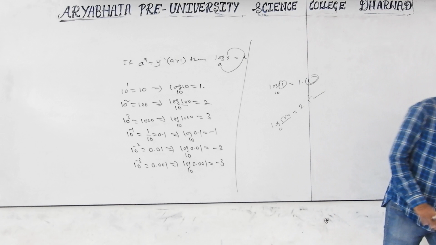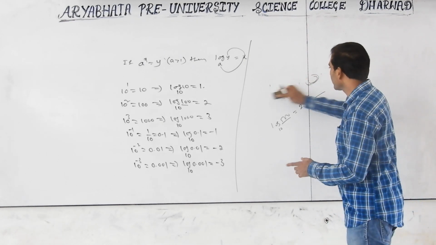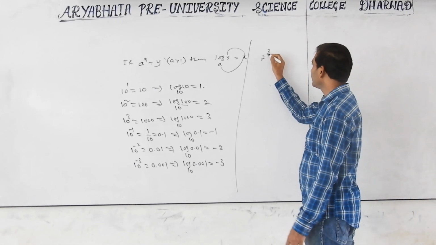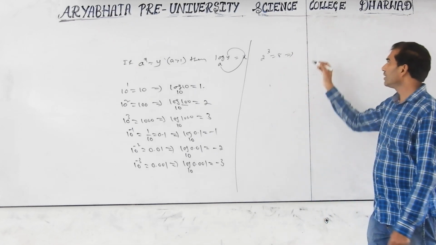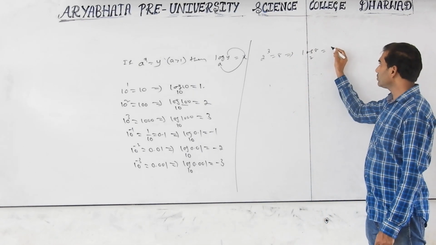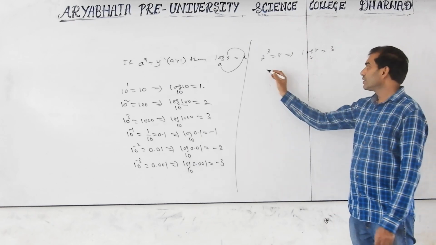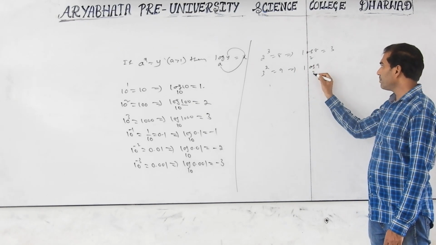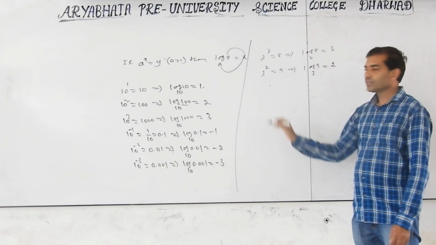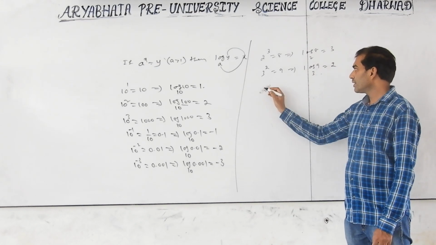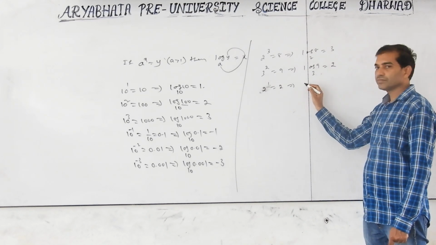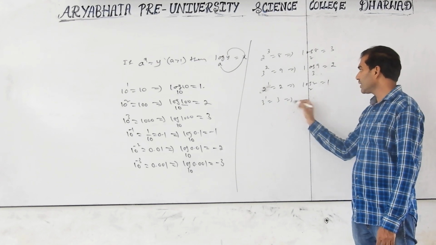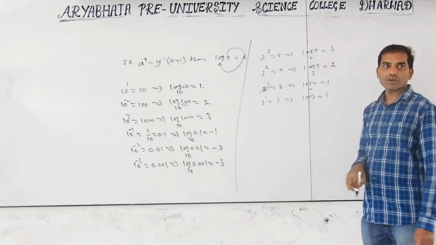Now see, 2 cubed equals 8. Write in logarithm form: log 8 base 2 equals 3. 3 squared equals 9. Write in logarithm form: log 9 base 3 equals 2. 2 power 1 equals 2, then log 2 base 2 equals 1. 3 power 1 equals 3, then log 3 base 3 equals 1.